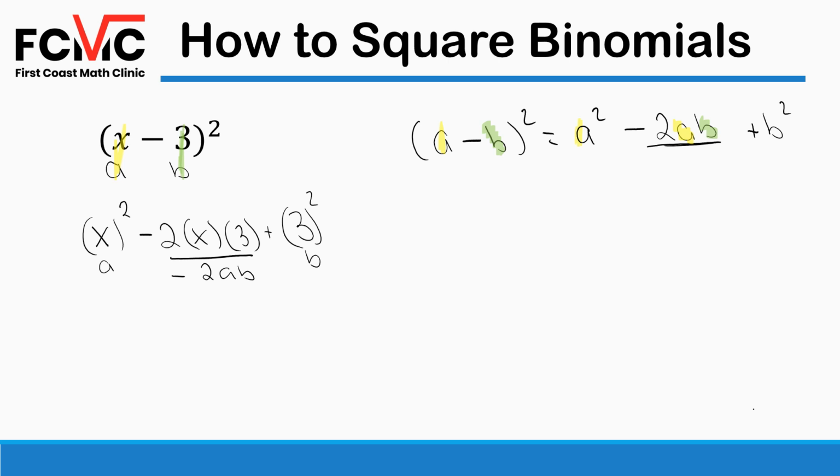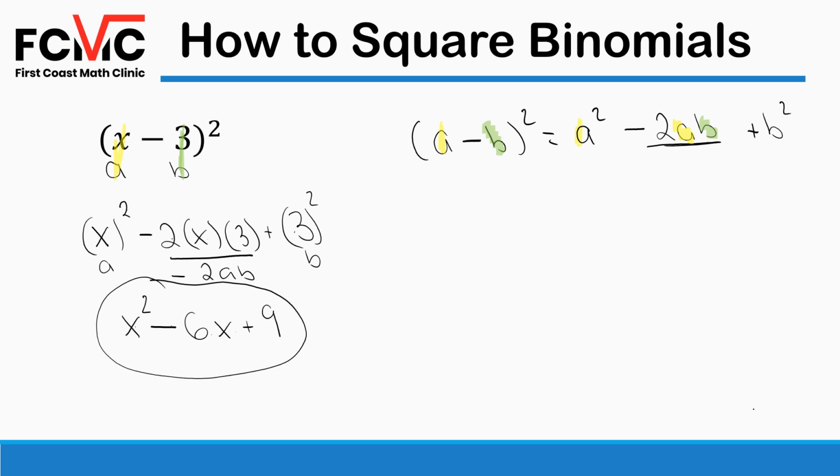Now we can simplify this middle term: 2 times x times 3 is going to give us 6x. x squared is our first term, and then 3 squared is 9. So our binomial x minus 3 squared is this trinomial x squared minus 6x plus 9.